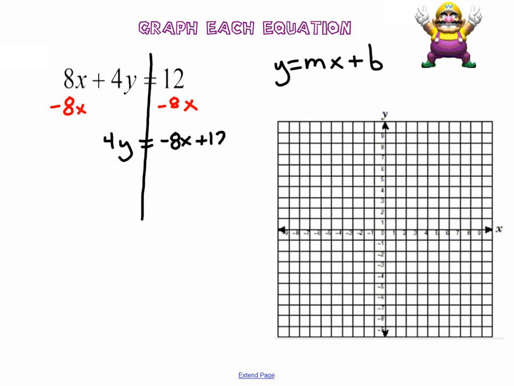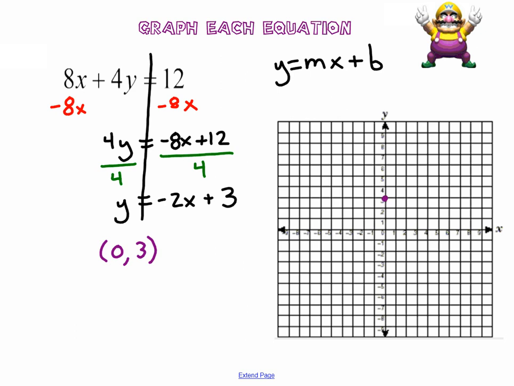I'm then going to divide by 4 on both sides. So I have to divide each individual term. 4y divided by 4 is just going to leave me with y. Negative 8 divided by 4 leaves me with negative 2x, plus 12 divided by 4 is 3. So now I do have it in slope-intercept form, so I'm going to recognize my information here. My y-intercept is going to be (0, 3). So I'm going to put a purple dot right at 3.